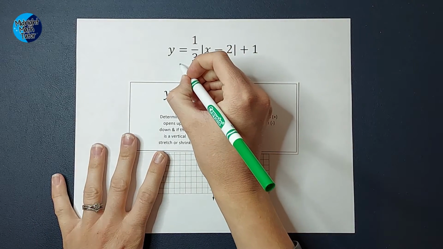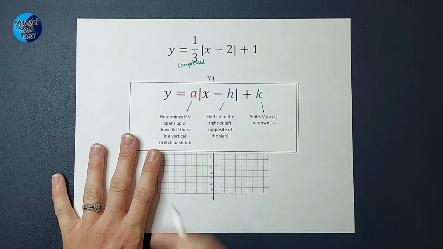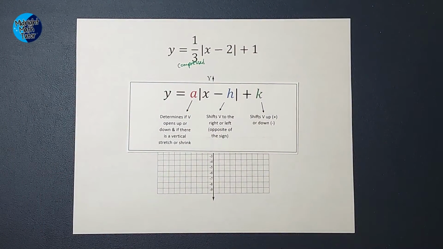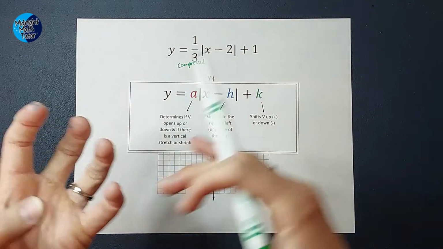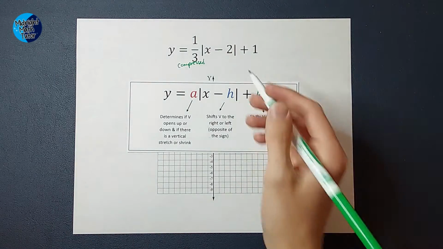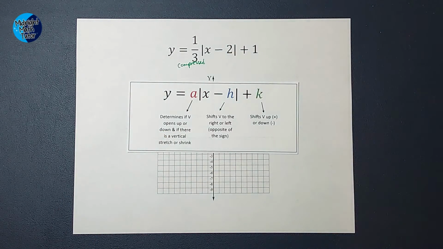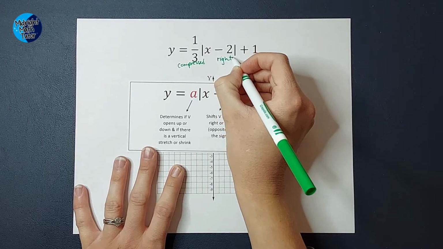So I usually like to just write myself a little note of how it's going to be different than the parent graph. Okay, so I know it's going to be compressed. And then these two numbers tell me where my graph shifts on the graph. Okay, so the number inside of the bars tells me left and right, and you do opposite of the sign. Okay, so a -2 might make me think to the left 2, but we're going to do opposite. So it's going to be shifted to the right 2.